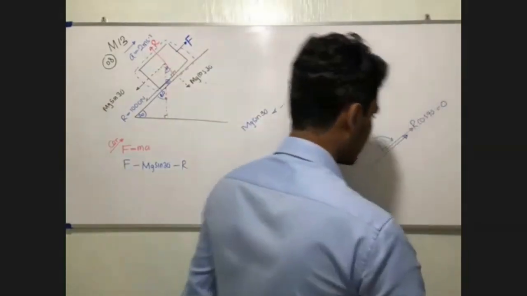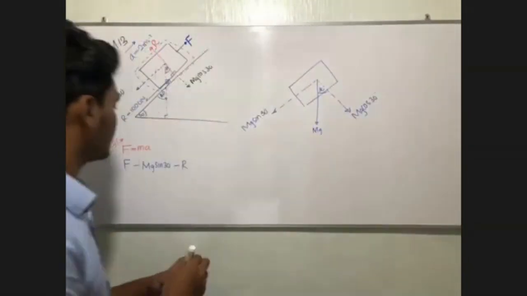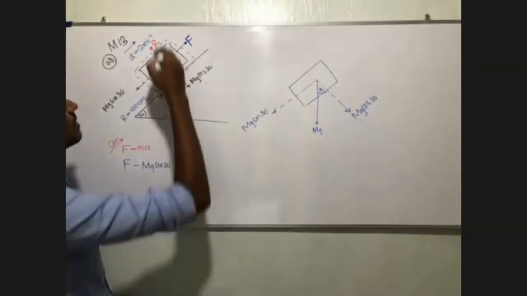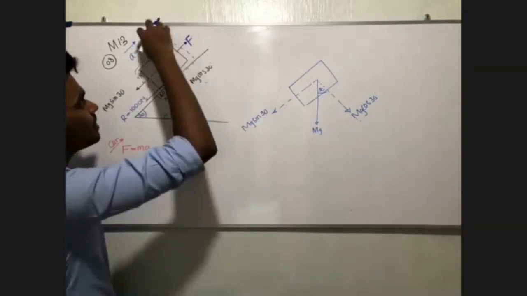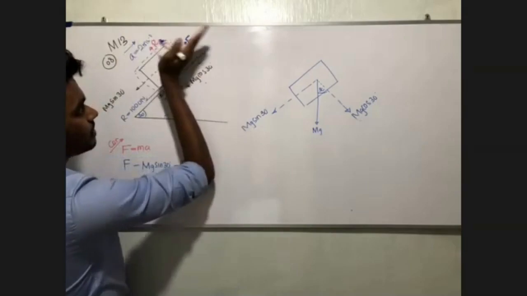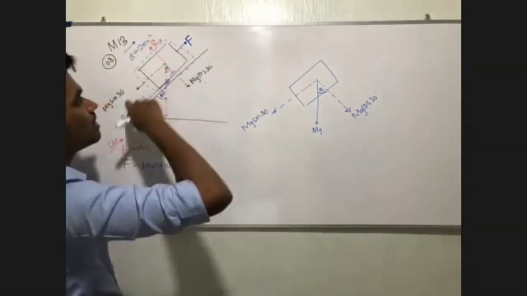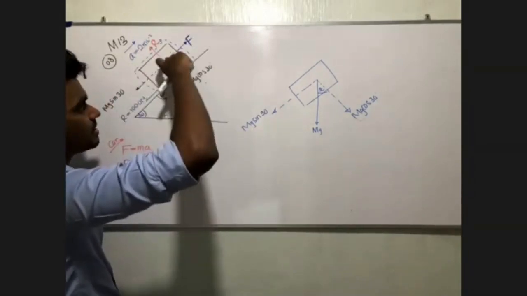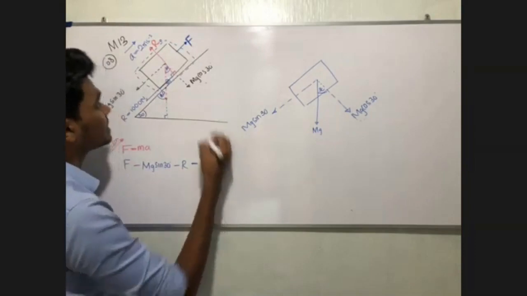Therefore, it will not come into the equation. This is R naught. R naught is not going to come into the equation because we can't resolve it. Right? Mg cos 30 is also perpendicular to the F equals ma direction. So therefore, mass into what is the acceleration?